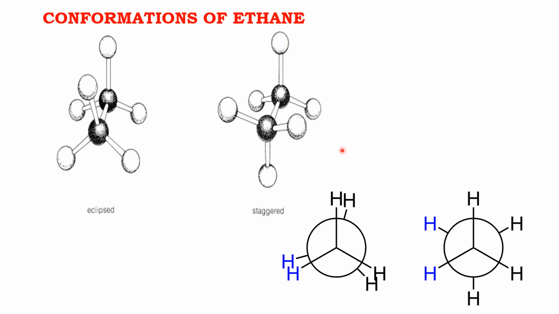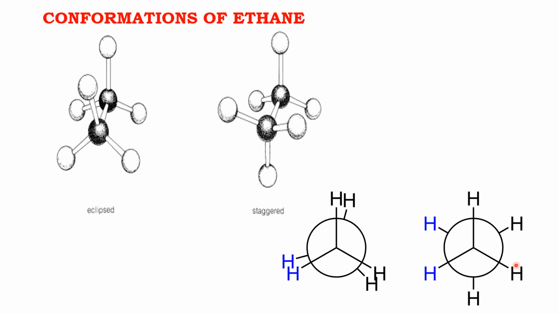Moving to the second extreme, that is the staggered conformation. In staggered conformation, the hydrogen atoms of the first carbon atom are placed exactly in between the hydrogen atoms of the second carbon atom. See here, it could be represented like this. This is the first carbon atom with the 3 hydrogen atoms, and these are the 3 hydrogen atoms of the second carbon atom. That means the hydrogen atoms of the second carbon atom are placed exactly between the hydrogen atoms of the first carbon atom.